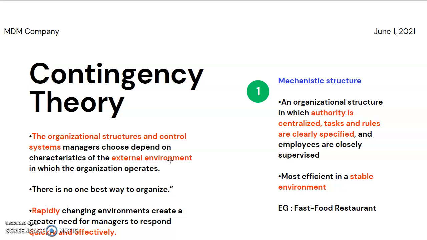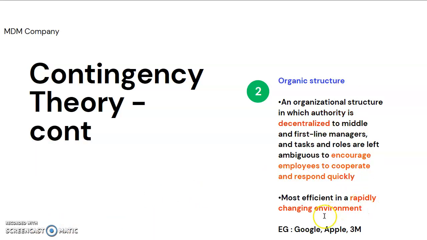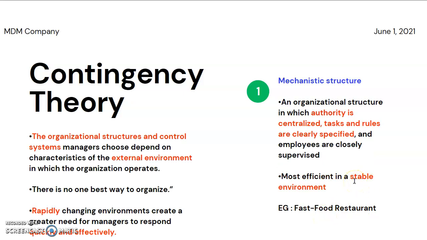Alright. Next we go to the contingency theory. They are talking about how there is no one best way to organize. It means that the organization structure depends on the environment in which an organization operates. What kind of environment? It depends on either a stable environment or a rapidly changing environment. If the environment is very stable, they need to implement the mechanistic structure. What is the mechanistic structure? It's an organizational structure in which authority is centralized and tasks and rules are clearly specified. For example, a fast food restaurant like McDonald's.